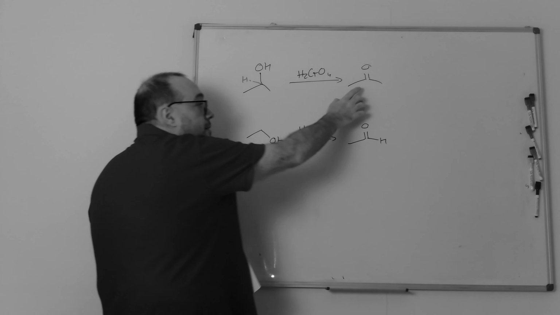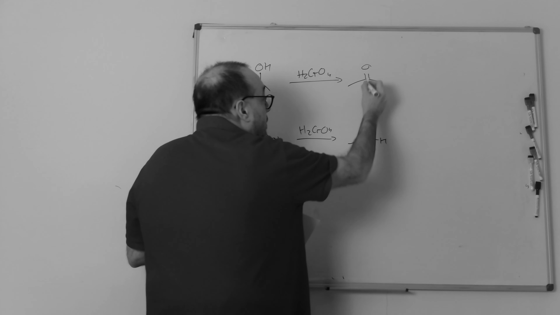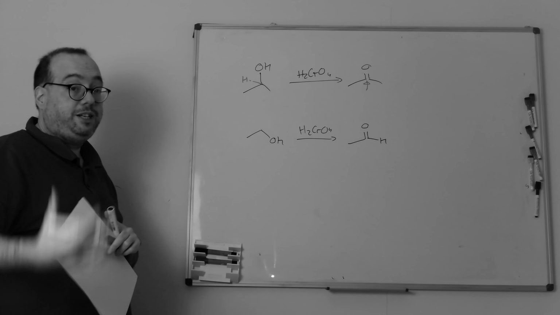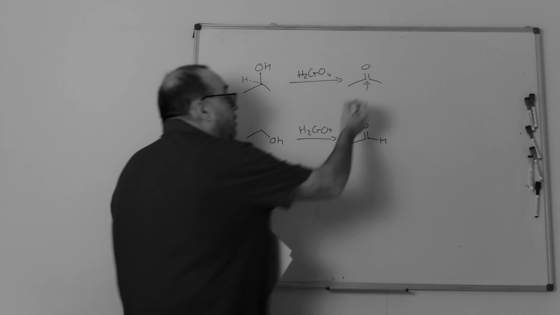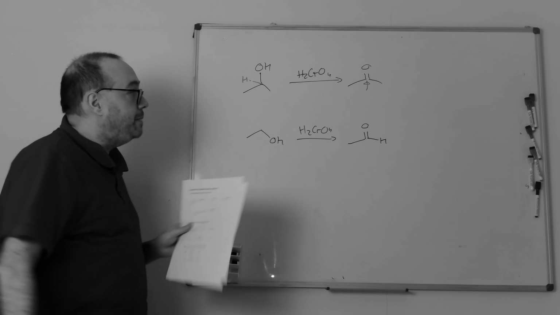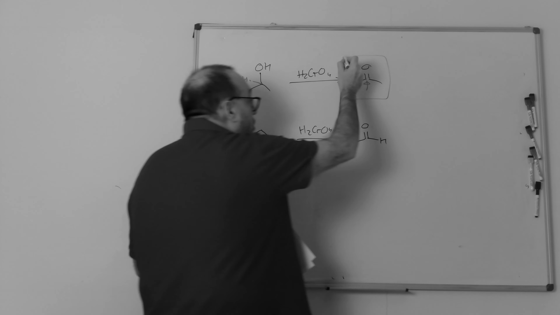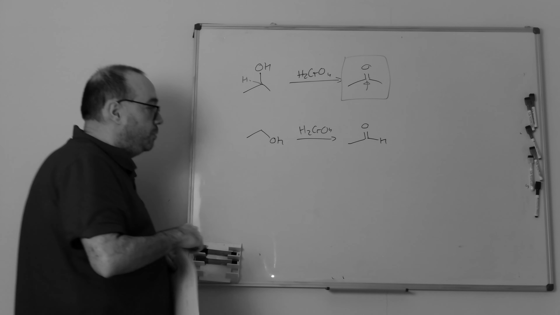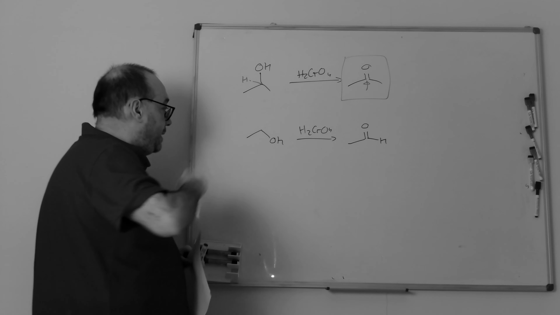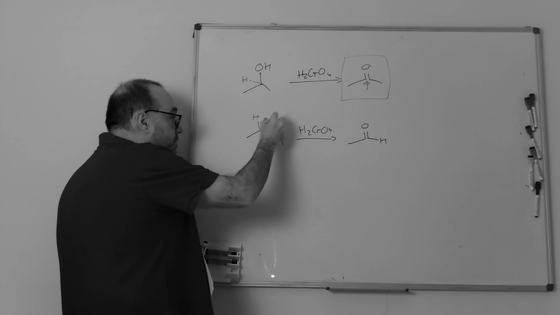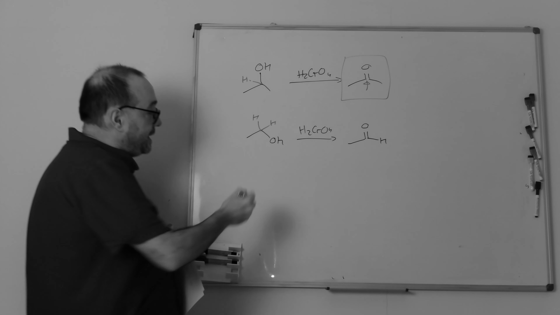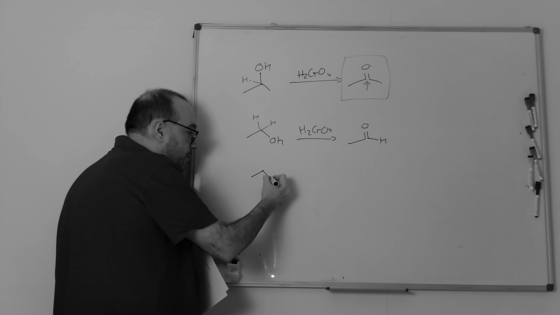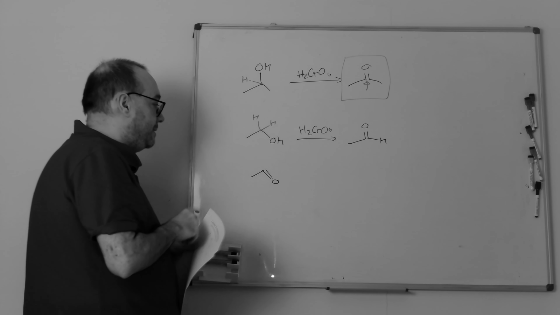However, once we have the ketone, this carbon doesn't have any more protons. Using this method we cannot oxidize ketones because we don't have any hydrogen to remove. That means this is the final product. What is happening with the primary alcohol? Here we have two protons. When we oxidize the alcohol, first we remove one proton and we get the aldehyde.